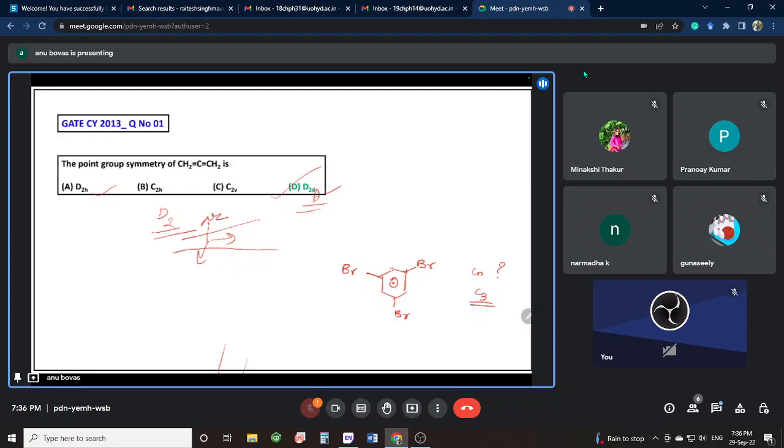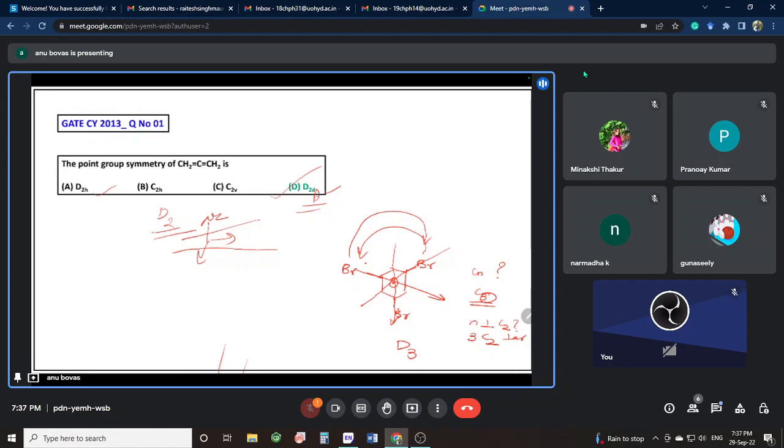Now, the next question is whether n perpendicular C2 axes are present or not. Yes, we have. How? If we pass a C2 axis here, this bromine and this bromine will interchange with each other. Similarly, one C2 axis here, these two bromine atoms will interchange with each other, and one C2 axis here. So we have three perpendicular C2 axes. So the first is D, and since Cn is C3, D3.